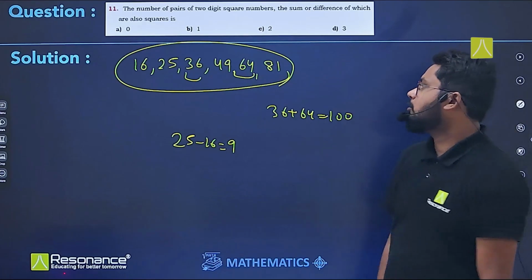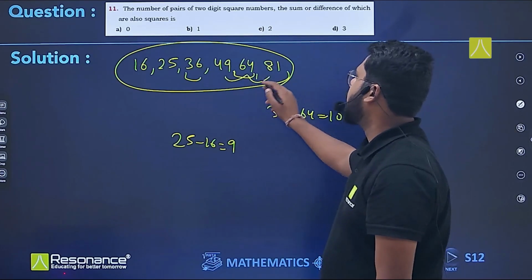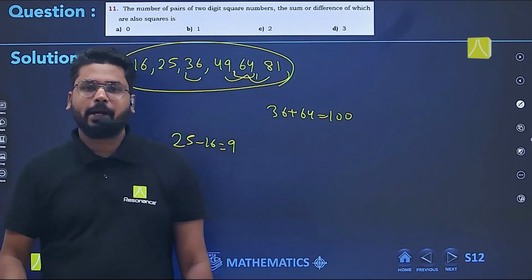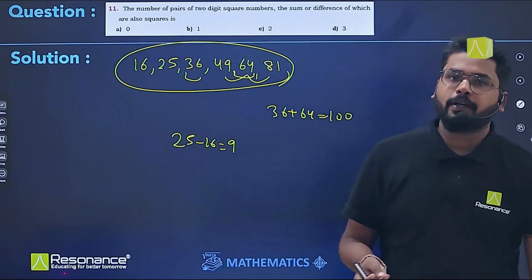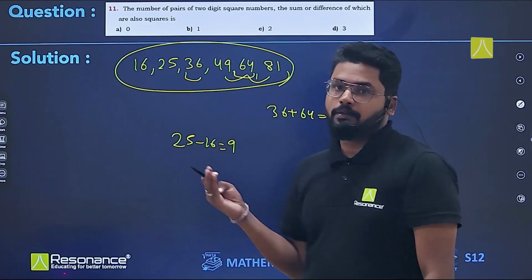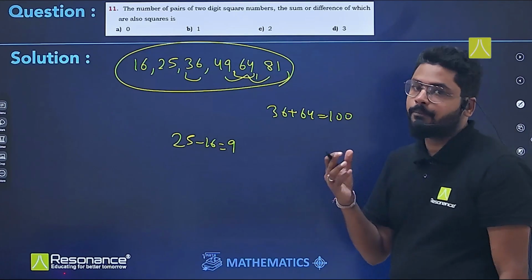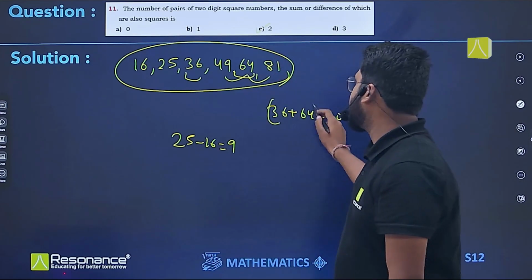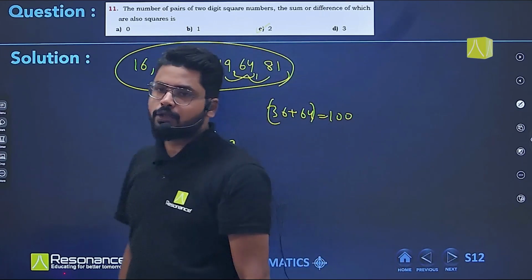If you try to pair up other numbers like 64 and 49, 64 and 81, you will not get any other. This can also be taken from Pythagoras theorem: 3, 4, 5, 6, 8, 10. Others are 5, 13 and 12, but that 12 is out of 100 because that is a 3-digit number. So only 2 pairs are there: one pair is 64 and 36, and the second is 25 and 16.